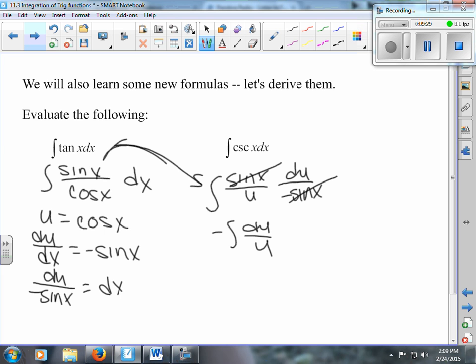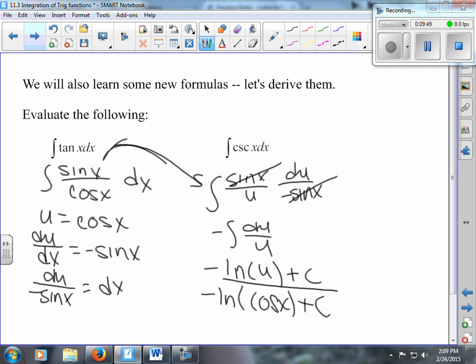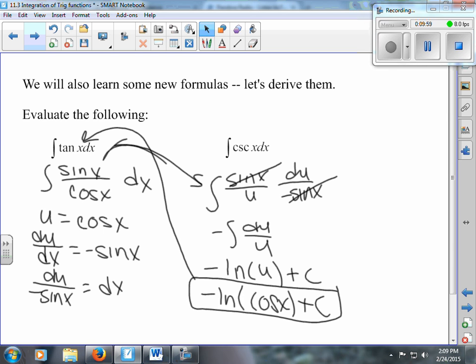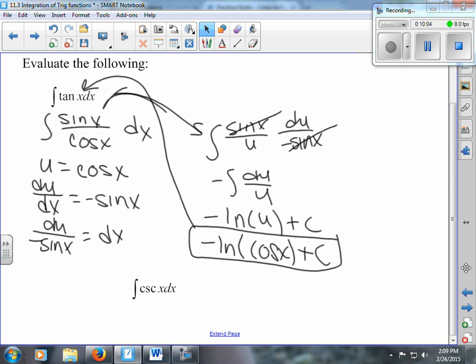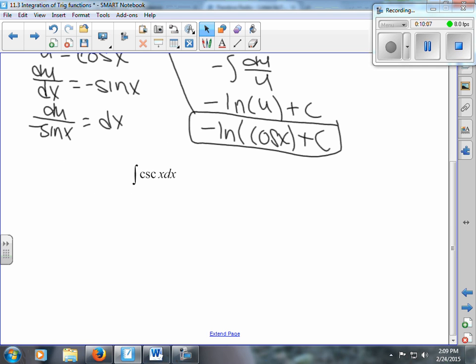And what's the antiderivative of du over u? That's natural log of u. That's what we learned most recently. And so if I back substitute, I get negative natural log of cosine of x plus c. And so that's our new formula, that the antiderivative of tangent of x is the negative natural log of cosine of x plus c. And on the next page, I have these all written out nicely for us to copy down and put in a big box.